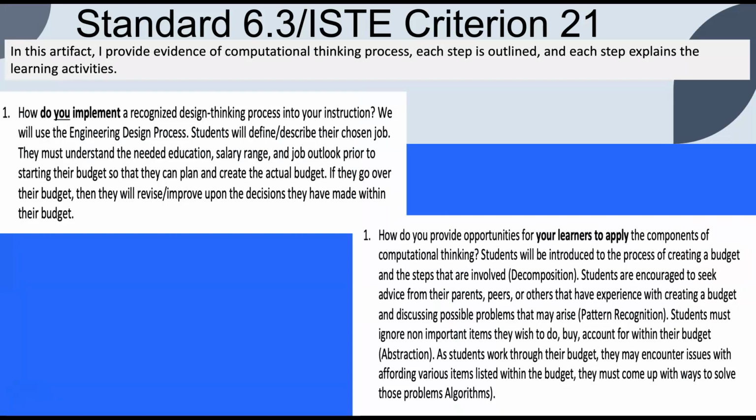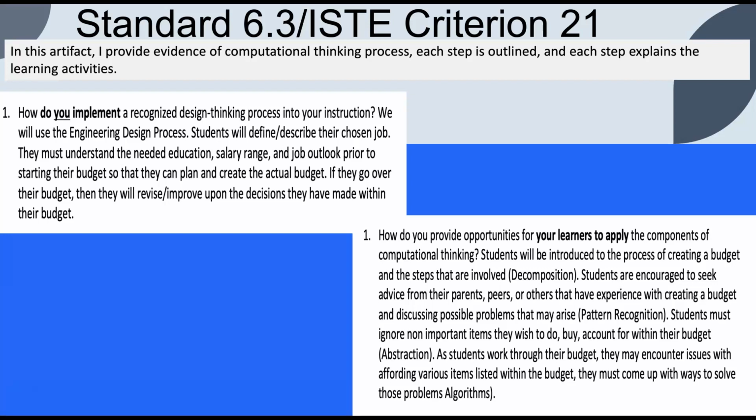For Standard 6.3, Criterion 21, in this artifact, I provide evidence of computational thinking process. Each step is outlined and each step explains the learning activities. So you can see how I decided to implement my instruction. We will use the engineering design process. We were given a list of various ones that we could choose from, and that's the one that I chose. Sorry, it's ask, define, understand, plan, create, and improve. I was reading my wrong notes there.